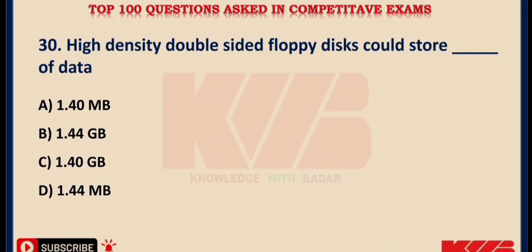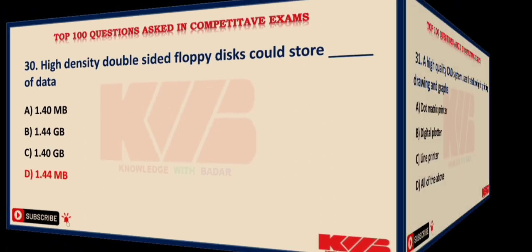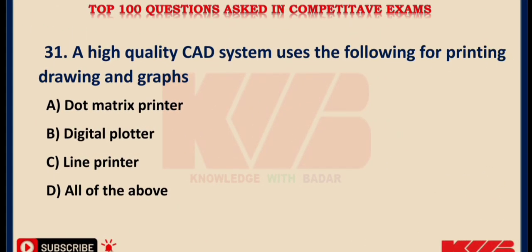Next question. High density double-sided floppy disks could store dash of data: 1.4 MB, 1.44 GB, 1.40 GB, or 1.44 MB? And the correct answer is 1.44 MB. Next question. The high quality CAD system uses the following for printing, drawing and graphs: dot matrix printer, digital plotter, line printer, or all of the above? And the correct answer is digital plotter.